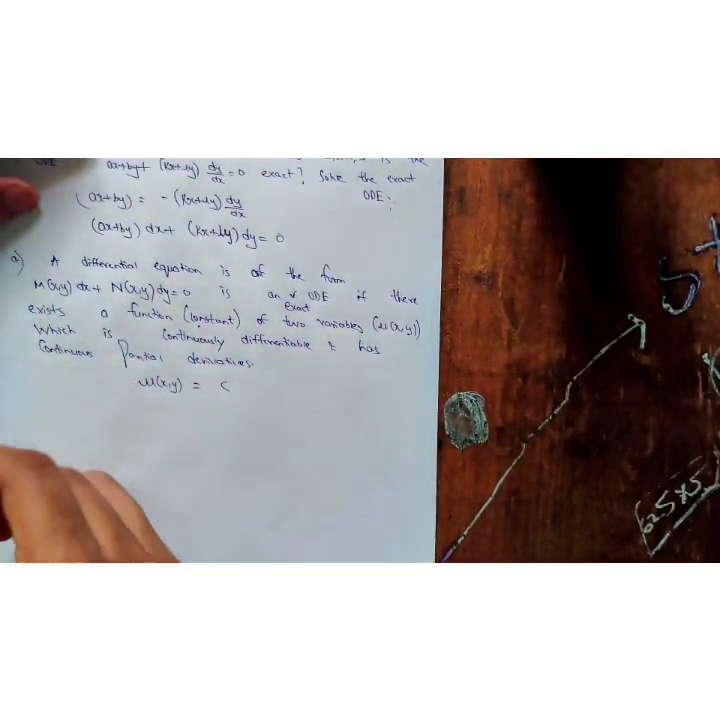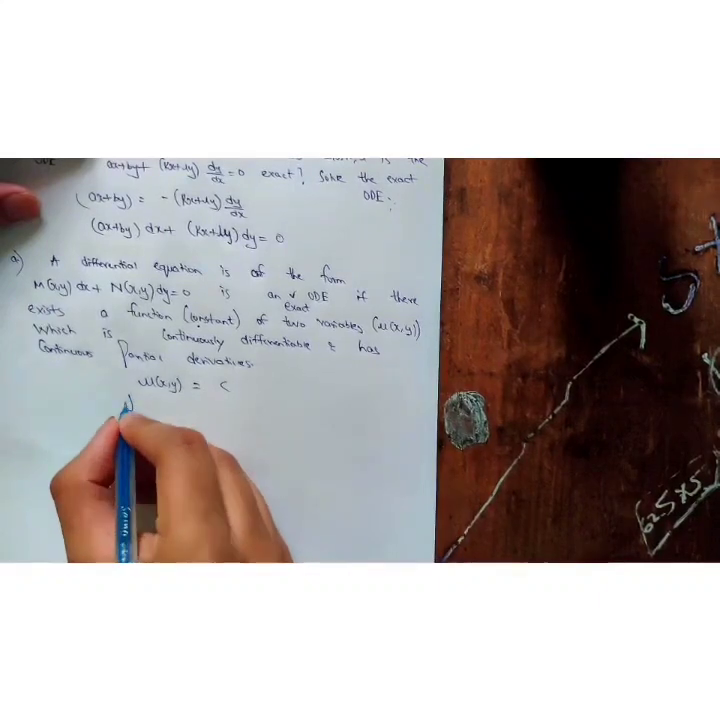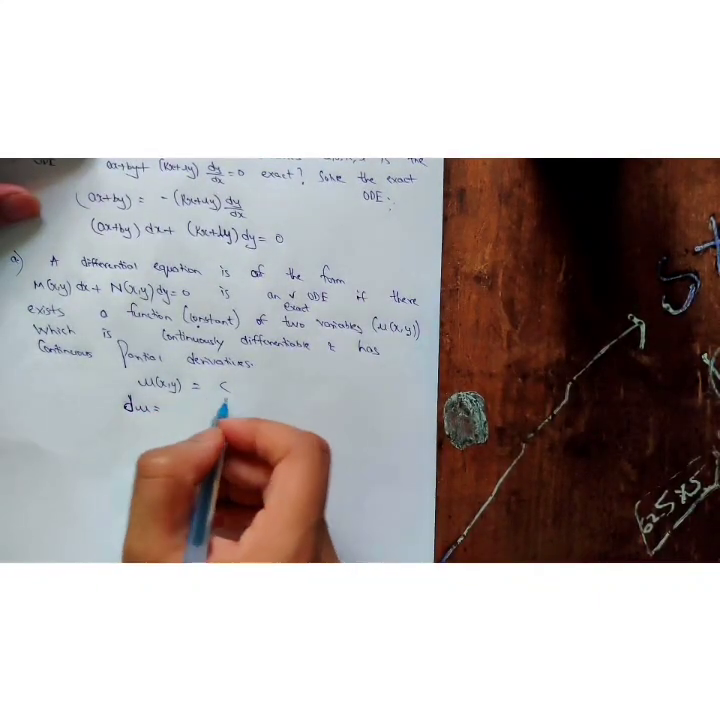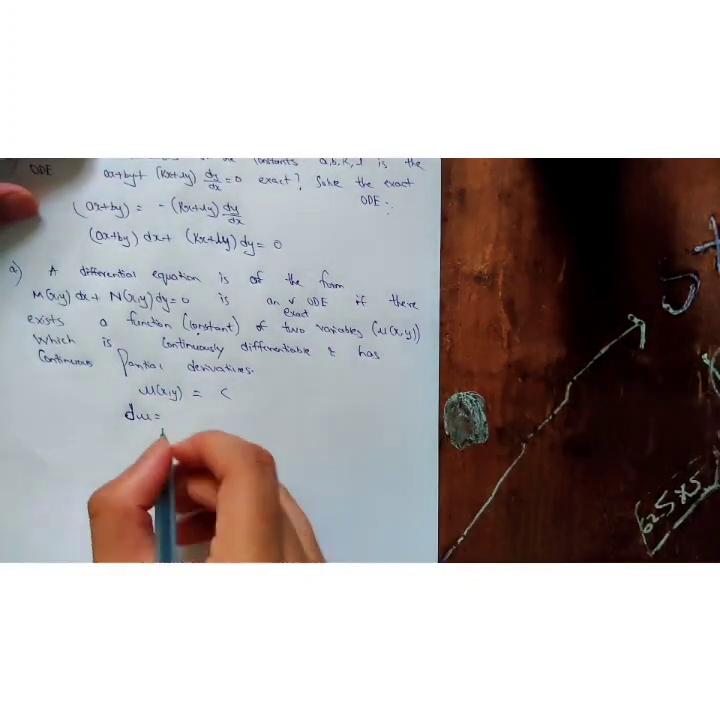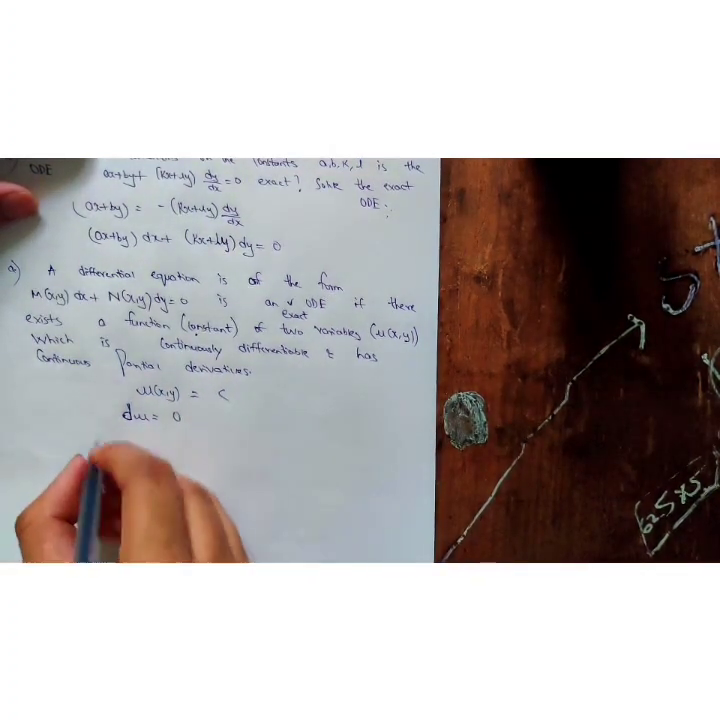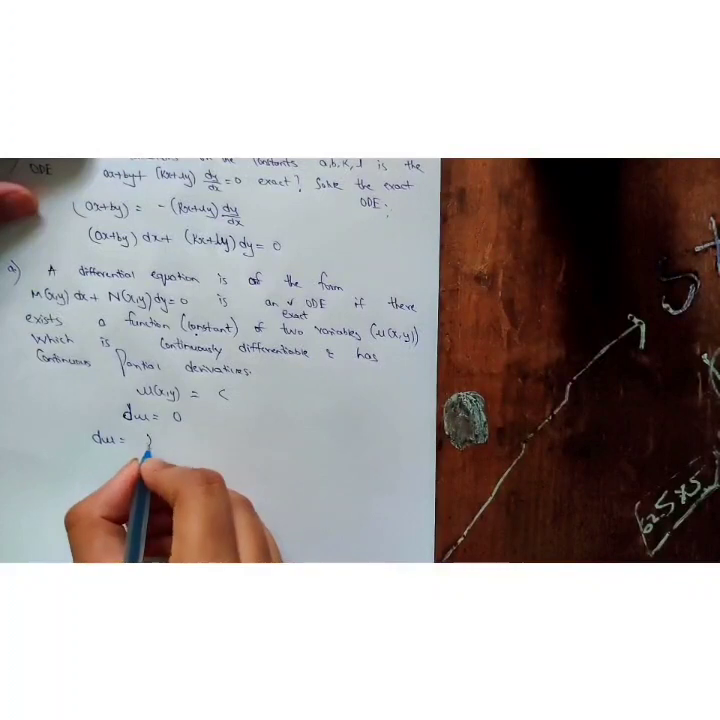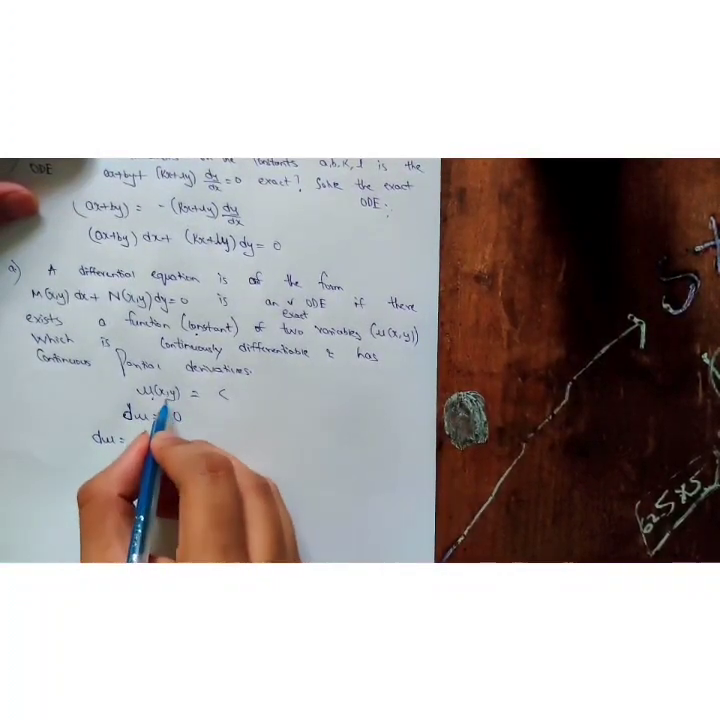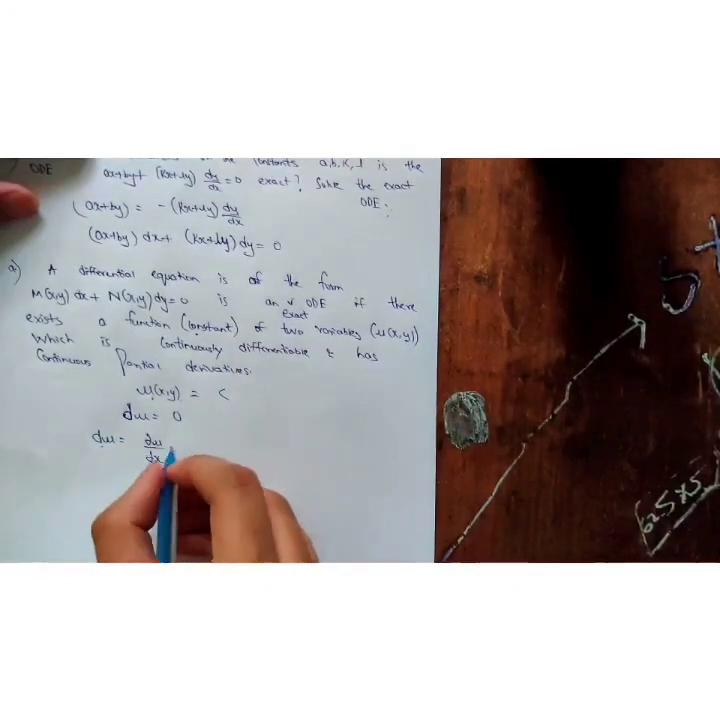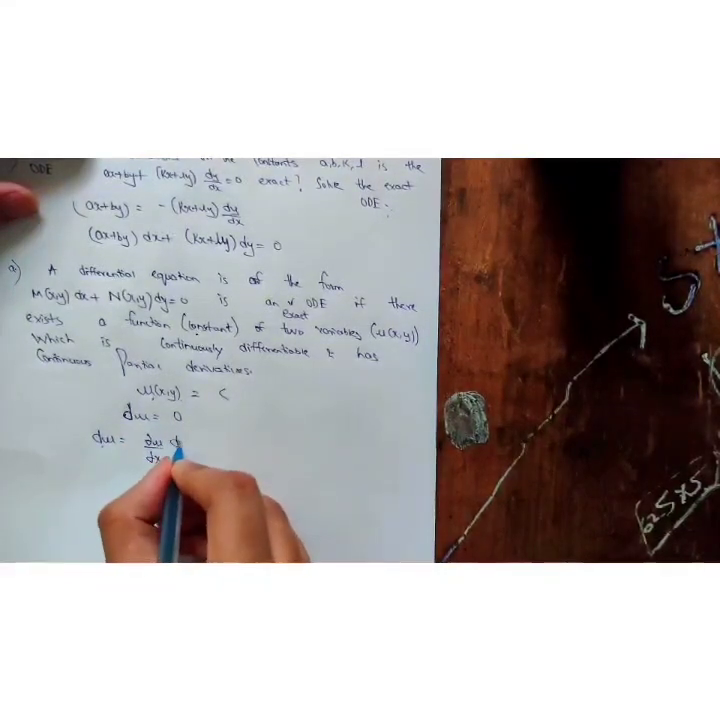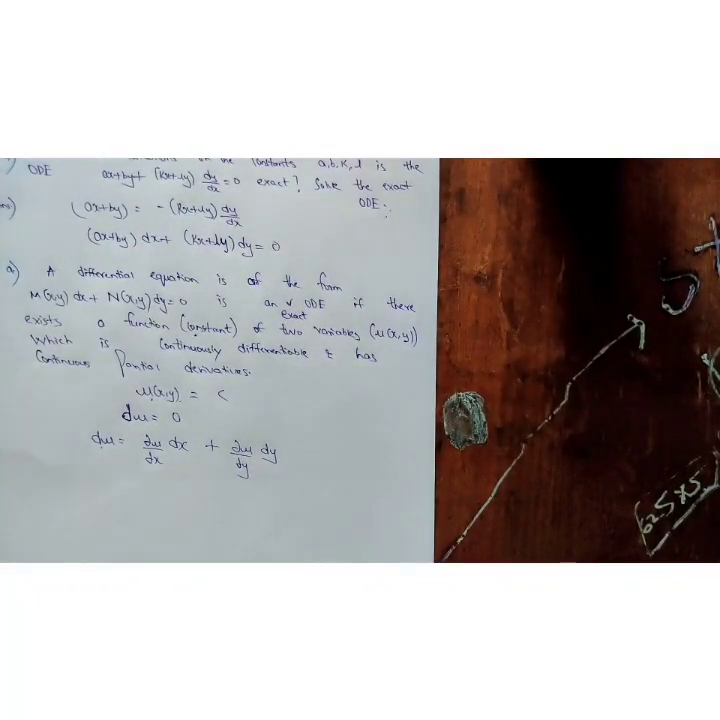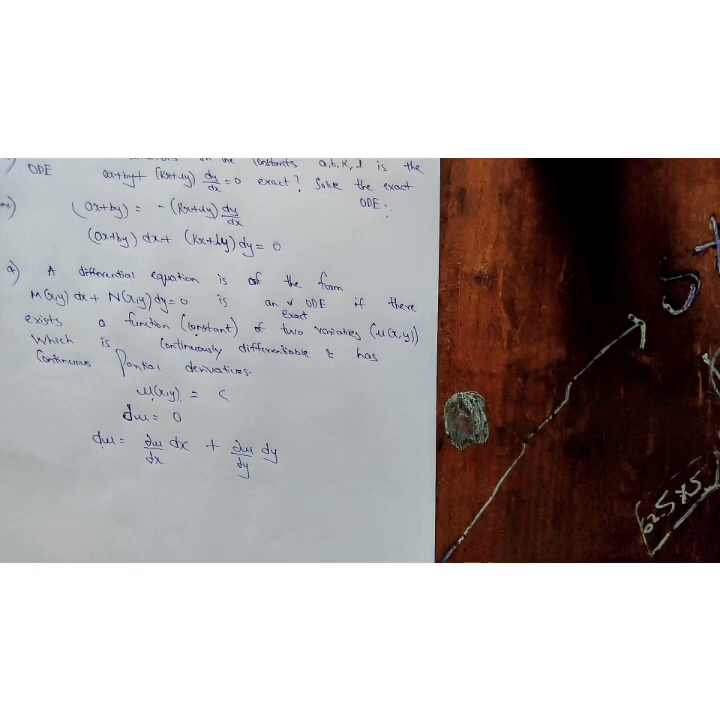Let's take the constant as c. Now du is equal to the derivative of a constant. We all know that it is 0. Now, since u is a function of x and y, du = ∂u/∂x dx + ∂u/∂y dy. Okay. Till here we got clarity.